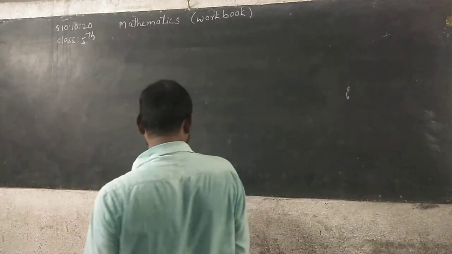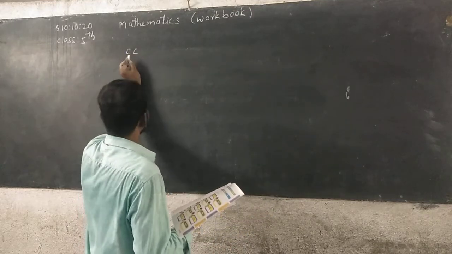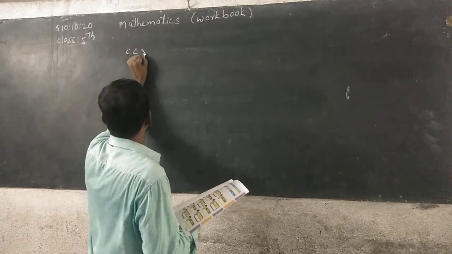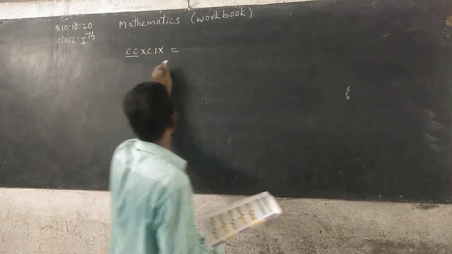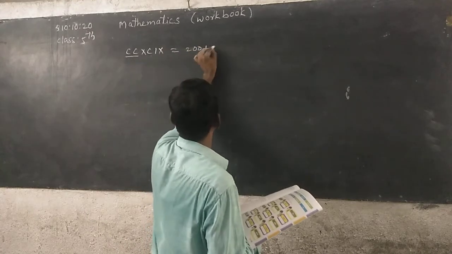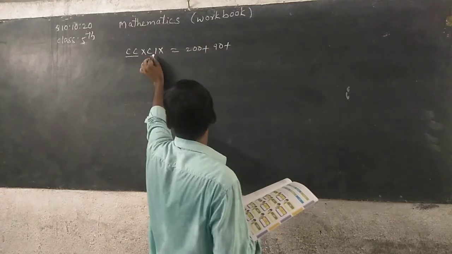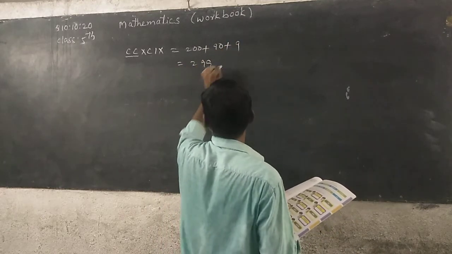Now next, CCXCIX. CC is 100 plus 100, 200, plus XC 90, plus IX 9. That is equal to 299.